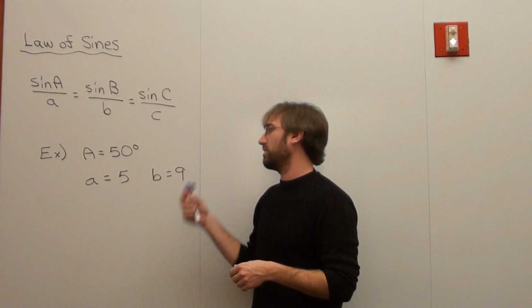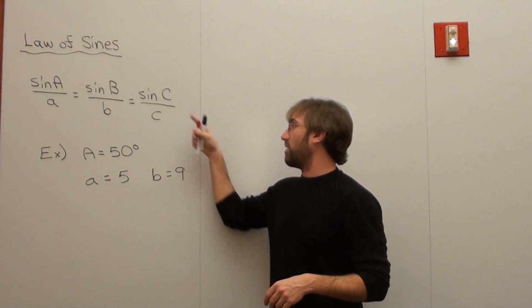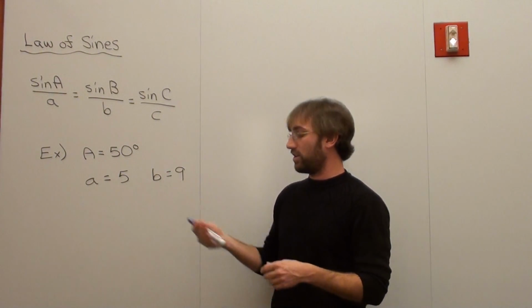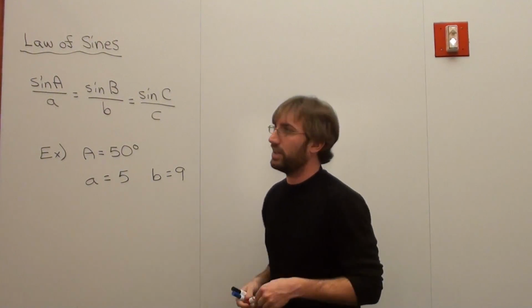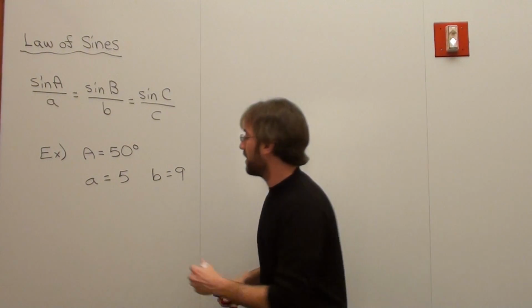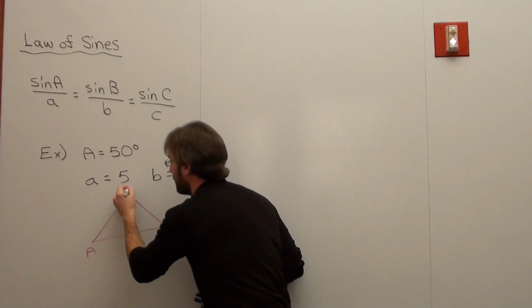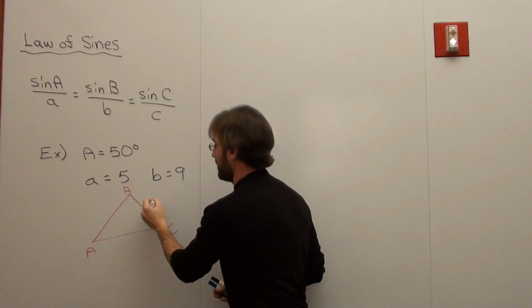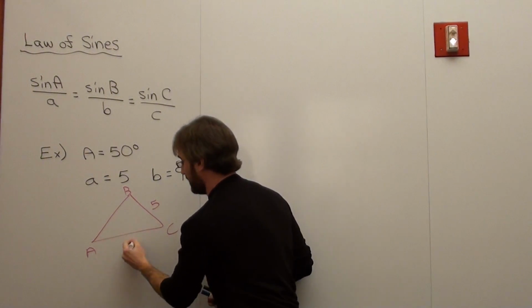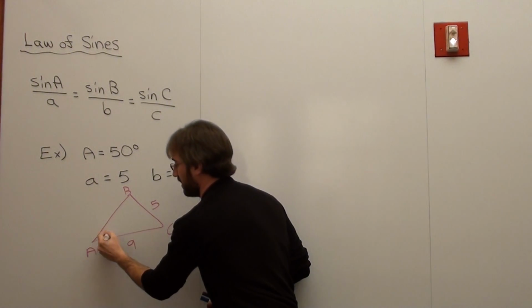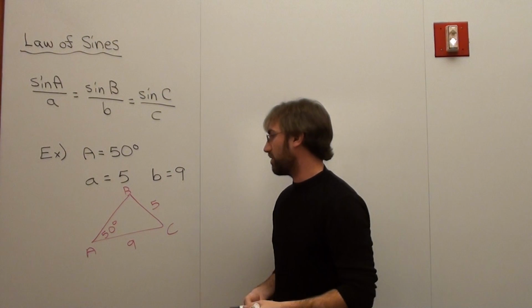And then I say, do you know C or angle C? No, so don't worry about that yet. We're going to try to figure out angle B. And I say, okay, let's just draw a triangle. Let's just hope that it works. So I've got this triangle, ABC, where a is 5, b is 9, and I don't know what c is, but I know that this is 50 degrees.